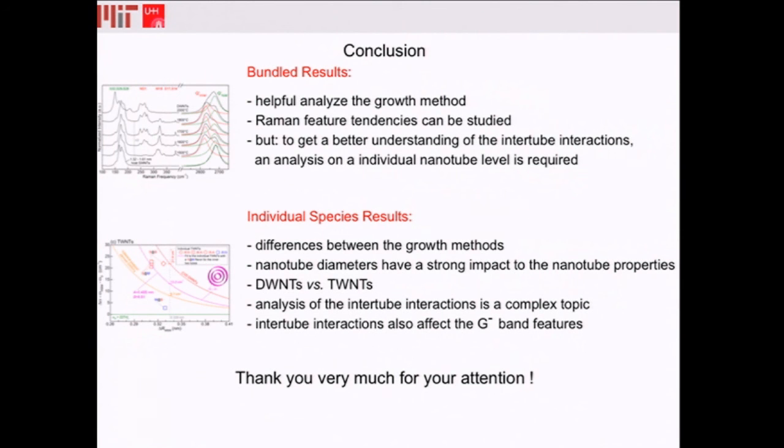the electronic and optical properties. We compared double and triple wall carbon nanotubes with each other, and also saw that the intertube interactions between the tubes have so many parameters that it is a very complex topic, and we need many more individual tubes to have good statistics. The results also showed that the intertube interactions not only influence the radial breathing modes, but also the G- band, for example. Thank you very much for your attention.